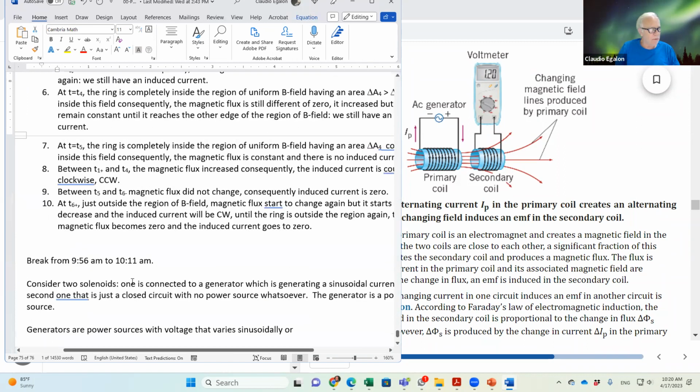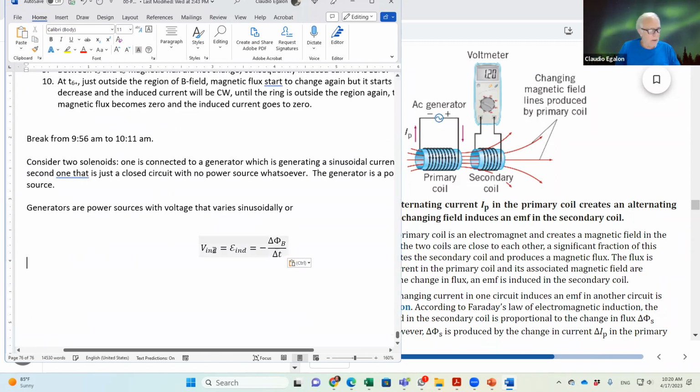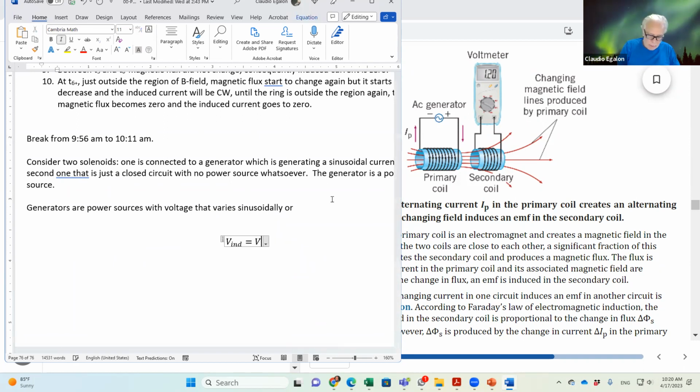The induced voltage, you can write down that the induced voltage is going to be V naught sine of omega t, like that. Omega is the angular velocity.